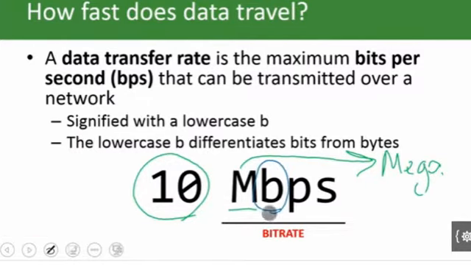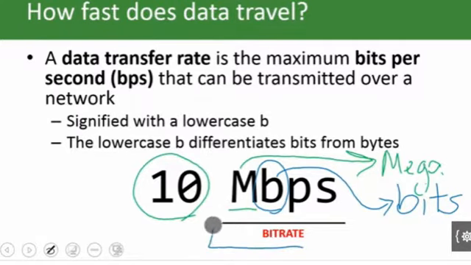This lowercase b is a little bit different from the type of data that we store. It represents bits, right? Not to be confused with a capital B, which would represent bytes. This whole construct down here, right, is called the bit rate. And we use that to measure how fast data transfers over a network.